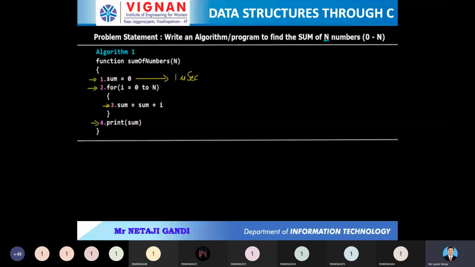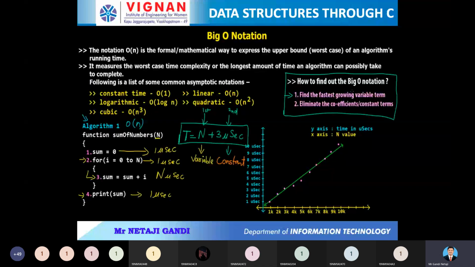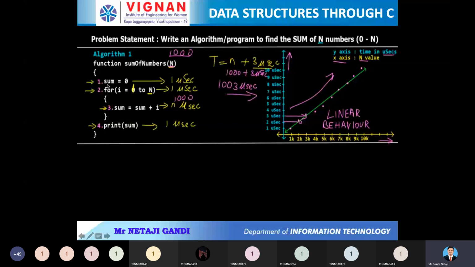So coming to the next one. What is meant by a big O notation here? For the same function, another person can write a different algorithm. Suppose, what is the sum of n natural numbers formula? Anyone? What is the sum of n natural numbers formula? n into n plus 1 by 2, sir. Yes, n into n plus 1 by 2.